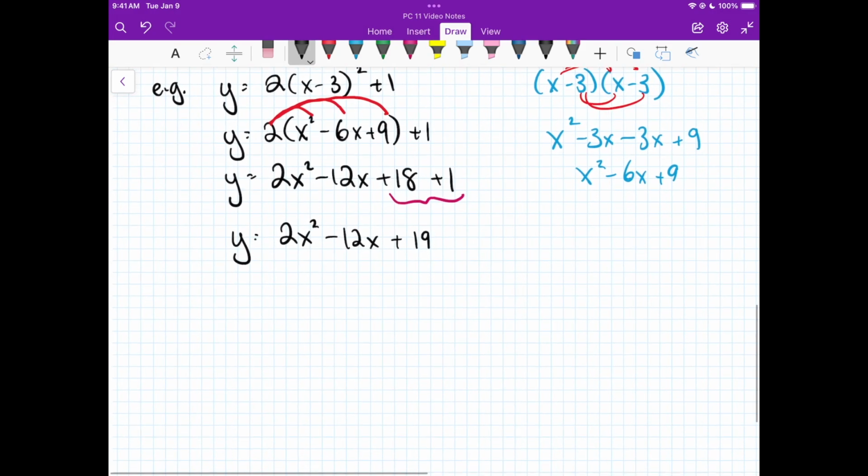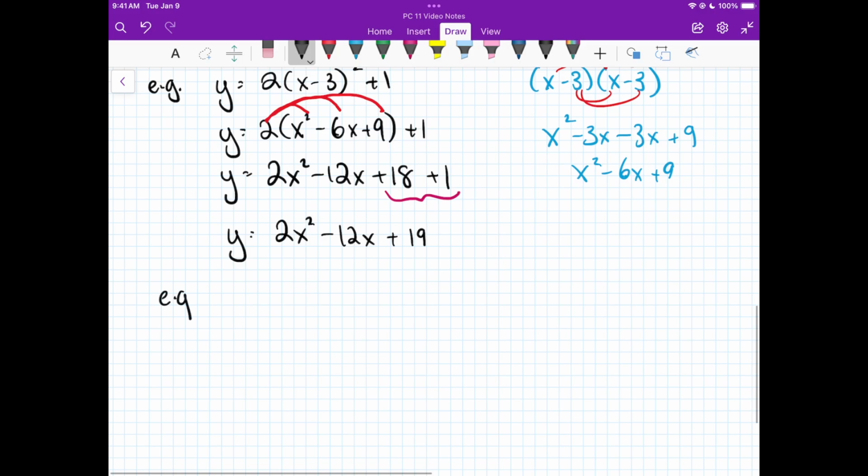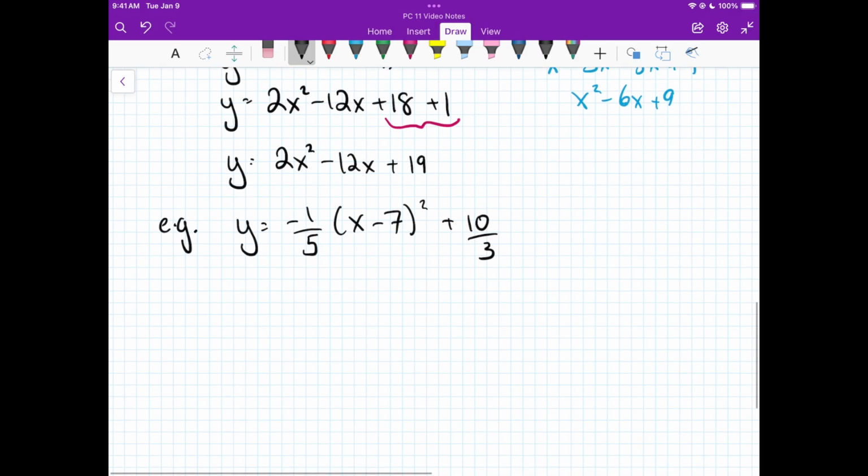All right, so trying one more. I'll give you one to give a shot on your own. So we've got y equals, and just to make it a little bit harder, we're going to throw a fraction in there. So we've got negative 1 over 5 times (x minus 7) squared plus 10 over 3. So go ahead, pause this one here, give it a shot for yourself. The fraction is going to make this a little bit confusing possibly, but see how you do. Come back once you're done, and we'll see how it goes.